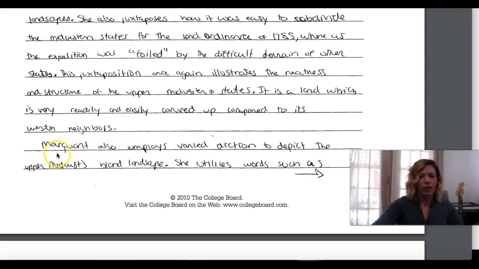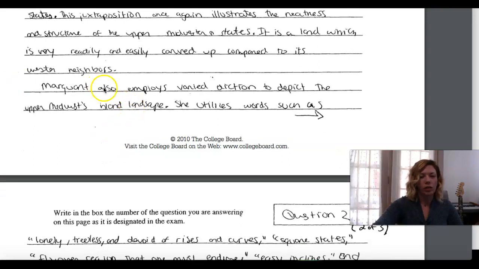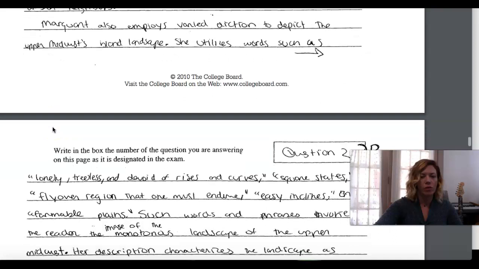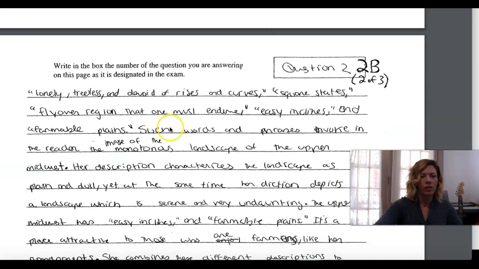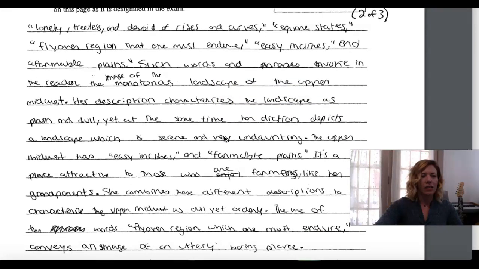Another thing, this is missing transitions. So notice there's no transitional phrase or word here. The author also, well, there's also, but it doesn't work as effectively. There needs to be something here linking back up. The author also employs varied diction to depict the upper Midwest's bland landscape. She utilizes words such as lonely, treeless, and devoid of rises and curves, square states, flyover region that one must endure, easy inclines, and something plains. Such words and phrases evoke in the reader the image of the monotonous landscape of the upper Midwest.